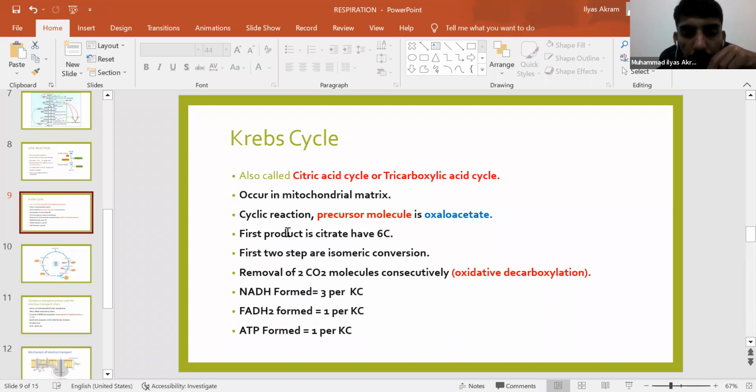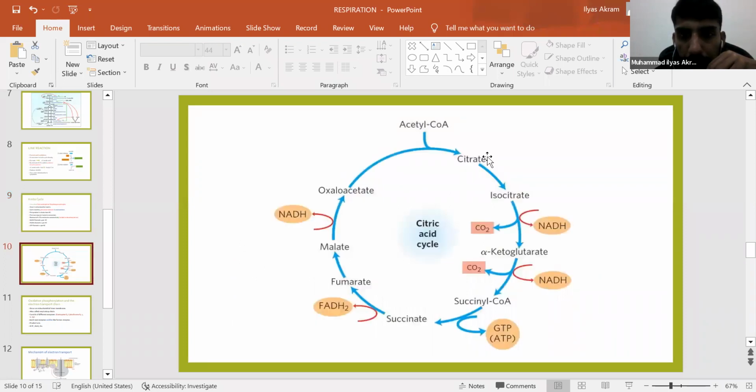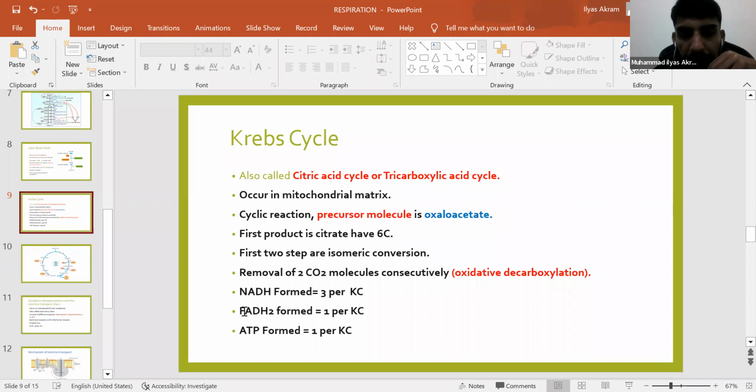Products of the Krebs cycle are NADH, FADH2, and ATP molecules. From the Krebs cycle, three NADH are formed per Krebs cycle. Per Krebs cycle means a single loop that is coming from a single pyruvate molecule. And FADH2 is formed one in number per Krebs cycle, while ATP is formed one in number per Krebs cycle.